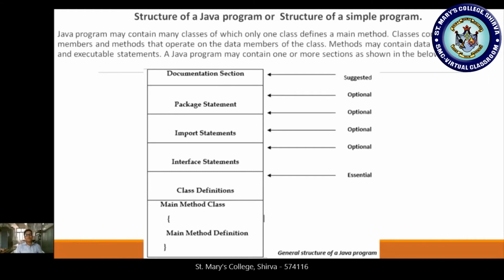Classes contain data members and methods that operate on the data members of the class. So these classes consist of data members and methods, where these methods act on the members of the class. Methods may contain data type declarations and executable statements. So your methods may contain the data type declarations and some executable statements.